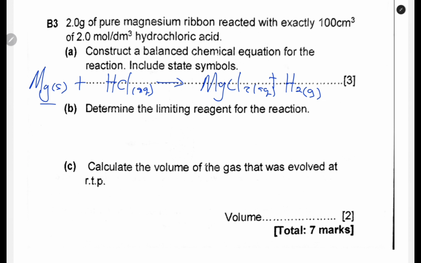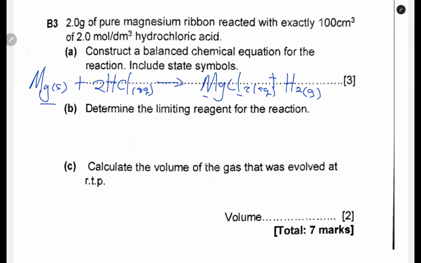Is this balanced? Magnesium 1, magnesium 1, chlorine 1, chlorine 2. So I put a 2 here, which means hydrogen 2, chlorine 2, magnesium 1, magnesium 1. So this is the balanced equation. Okay. Determine the limiting reagent.